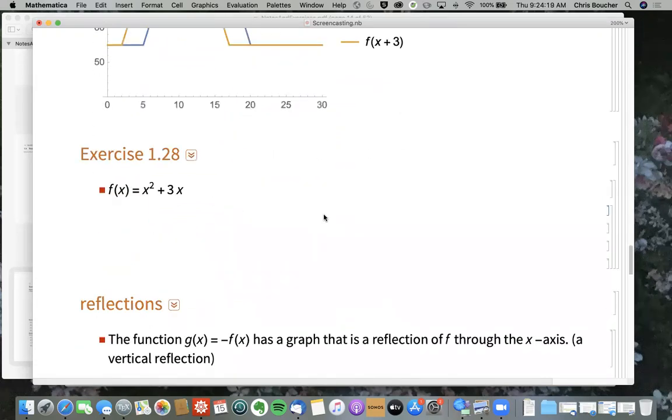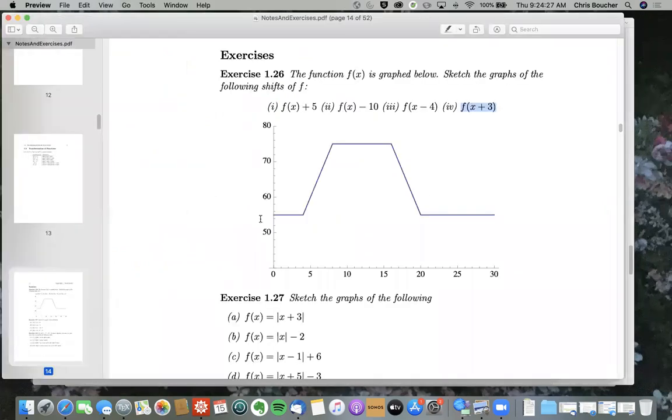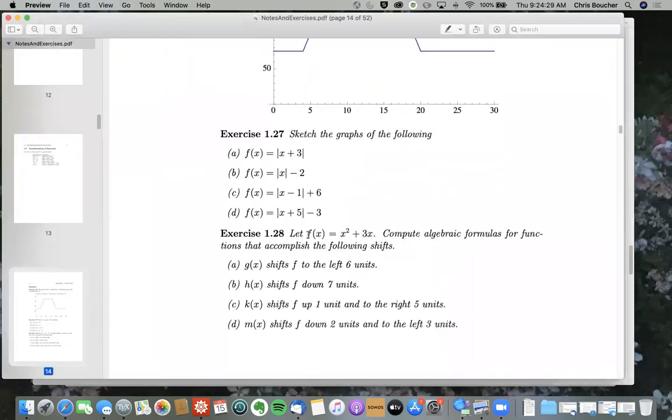All right, let's look at one more example from the notes and exercises and then talk about reflections, and that will be good for today. What if we start, so let's go to the exercise itself. What if we start with an algebraic formula instead of a graph?